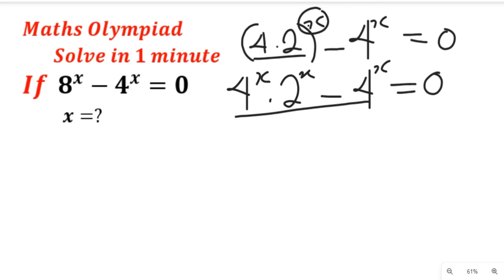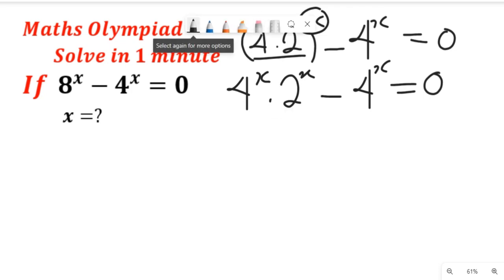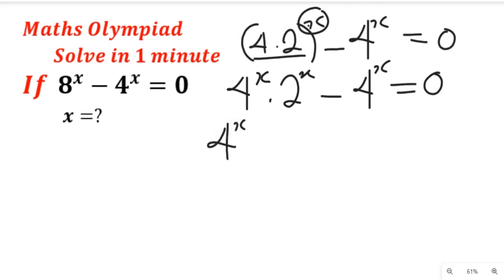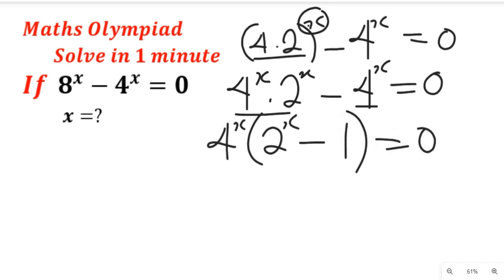Now, treating this factor as a whole, we'll come to see that 4 to the power of x is common. So if we bring out 4 to the power of x, what will remain here is 2 to the power of x minus, and what will remain here is 1. This will be equal to 0. So we've gotten two factors which are equal to 0. 4 to the power of x will be equal to 0, and 2 to the power of x minus 1 will be equal to 0.